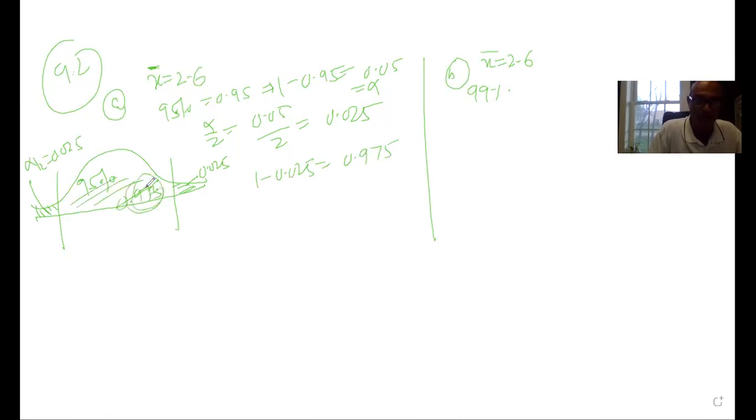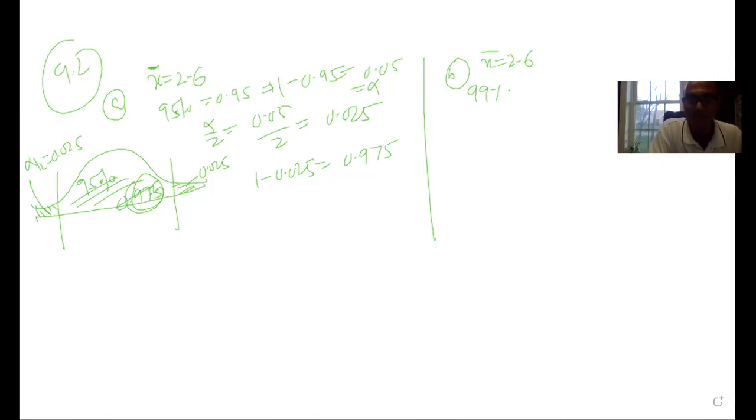And if you find this 0.975 on your table A3, let me show it to you. You are going to get 1.96. I will show this once to you, thereafter you can figure it out. So here it is, equal to 1.96. Let me save this one.